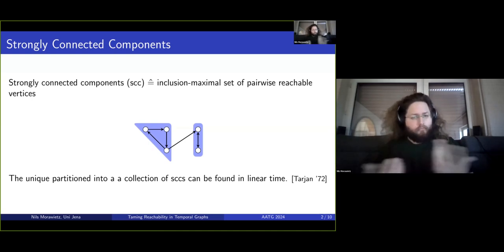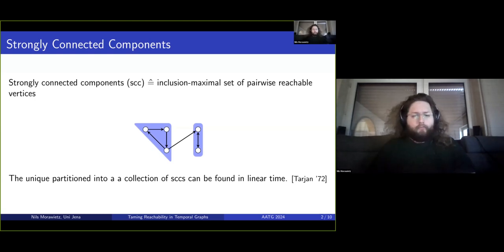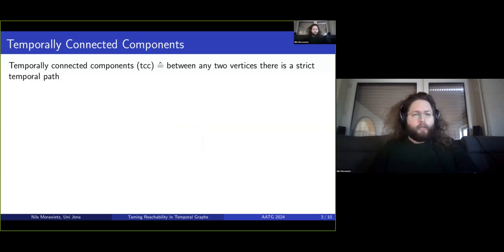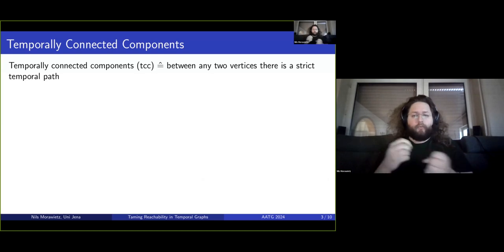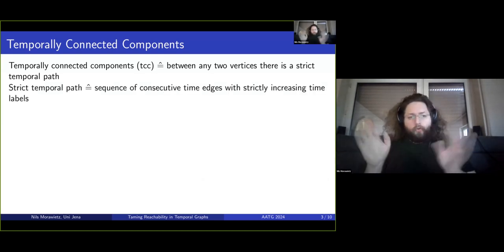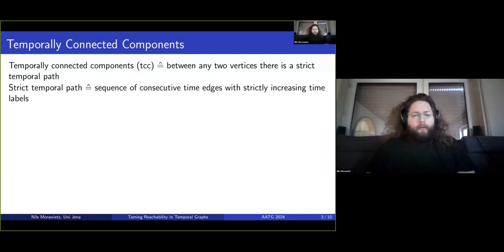So again, a very easy problem to solve on static graphs. What happens if we lift this concept to temporal graphs? Here we can define a connected component, in this case a temporally connected component, as a set of vertices that can pairwise reach each other by strict temporal paths. We heard the definition before, it's still here. A strict temporal path is just a sequence of consecutive time edges that are strictly increasing with respect to their time labels.